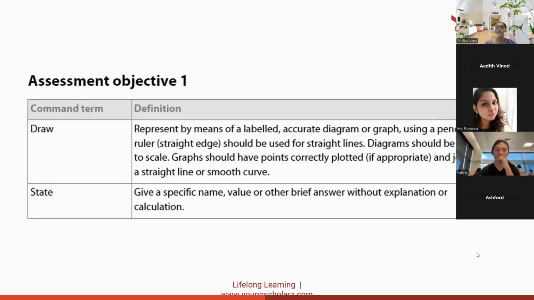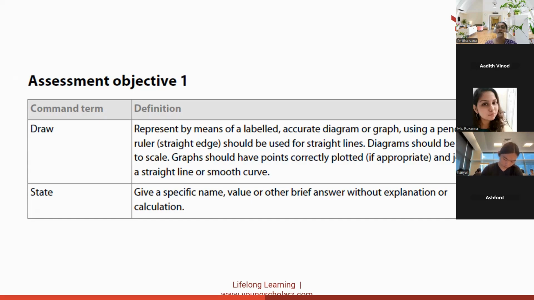Now what is important here? These are called command terms. So when you see these words in your particular question, what is the expectation from the IB is what you have to know. This is how you can write an answer if it's a theory paper. So what do you understand by the term draw? Draw means they are expecting you to complete a graph, draw a labeled diagram with proper labeling.